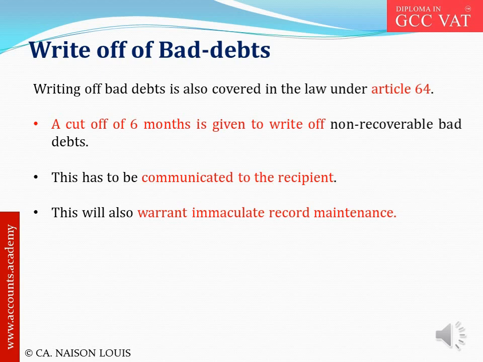Write-off of bad debts. Writing off bad debts is also covered in the law under Article 64. A cutoff of 6 months is given to write off if there is any non-recoverable bad debts. And it is to be noted that there should be a communication to the recipient regarding such write-off. For writing off of bad debts, it warrants immaculate record maintenance.